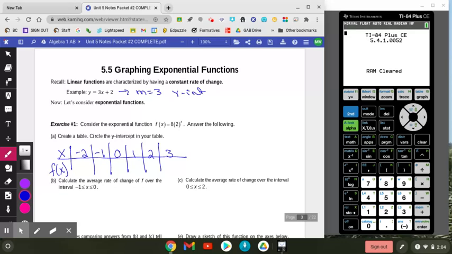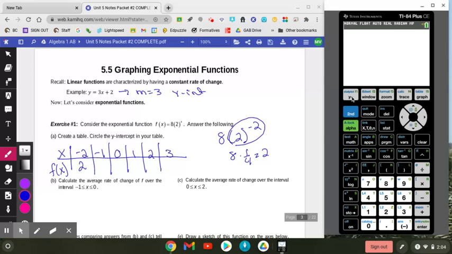Now, to create our table, we're going to put the x value in for our exponent. So it's 8 times 2 to the -2. We do our exponents first. So that's 8 times 1/4, which equals 2. Now, we can do these all by hand, and I want to show you how to do them by hand. However, most of the time I'm going to use my calculator.